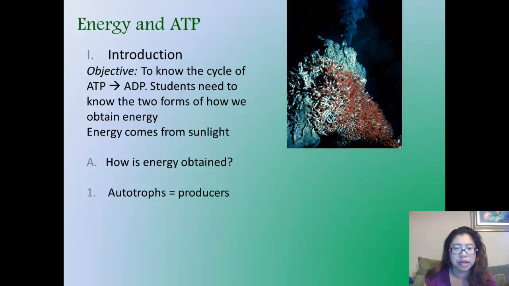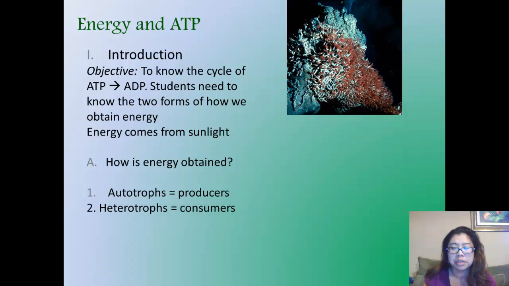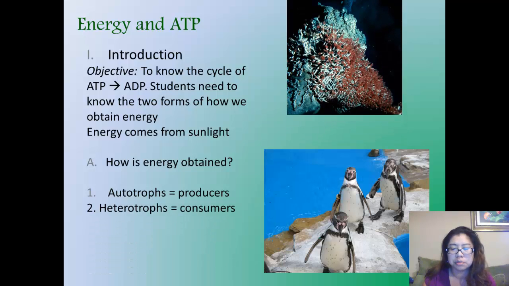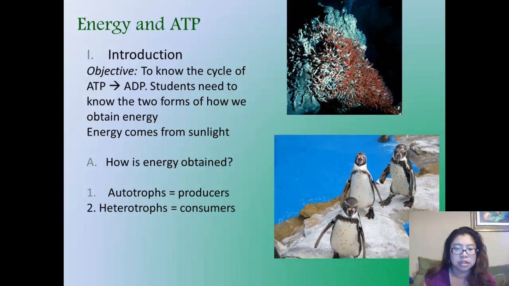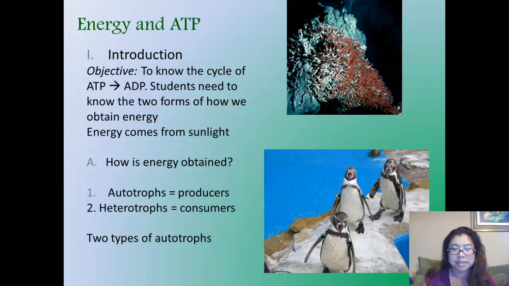Next, we have heterotrophs, who are going to be consumers, like these cute little penguins here. They cannot get energy from the sun, nor just solely chemically. They have to consume other autotrophs and potentially heterotrophs to obtain their energies. So there are 2 types of autotrophs, as I said before. They get their energy through the process of photosynthesis and chemosynthesis.